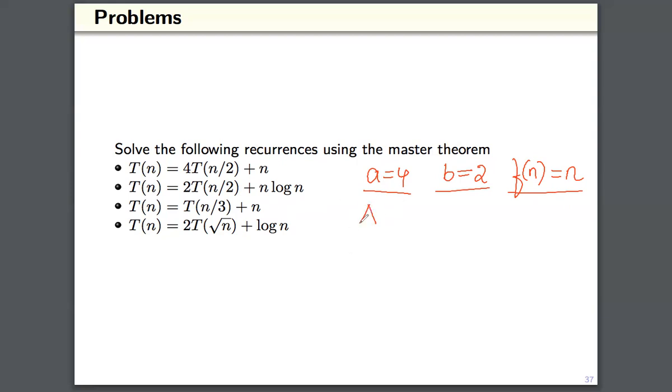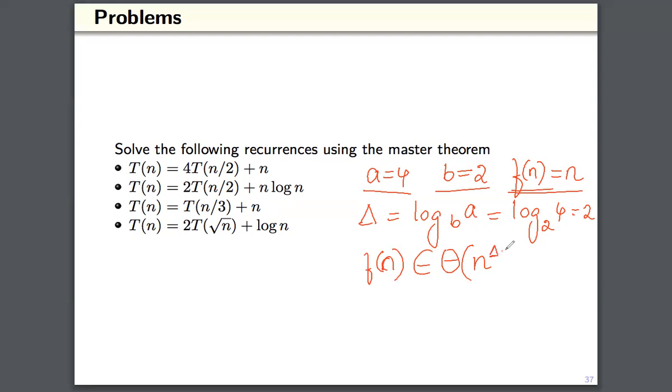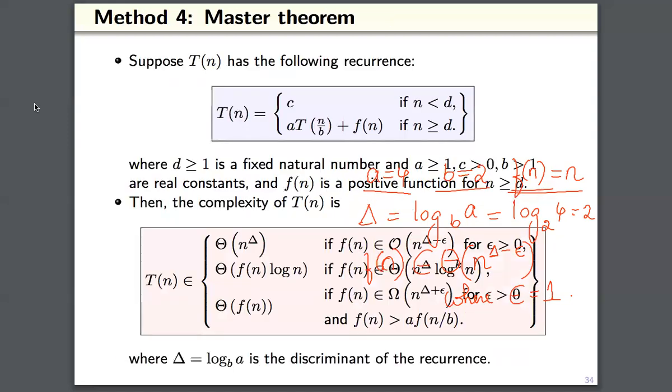Okay, now let's compute delta. What is delta? Log a base b. So what is this? Log 4 base 2 is 2. Is this correct? Now you compare f of n and n power delta. You see that f of n is O of, or say theta of n power delta minus epsilon, where epsilon is equal to 1. Is this correct? Is this correct, team? Yes, it is correct. Right?